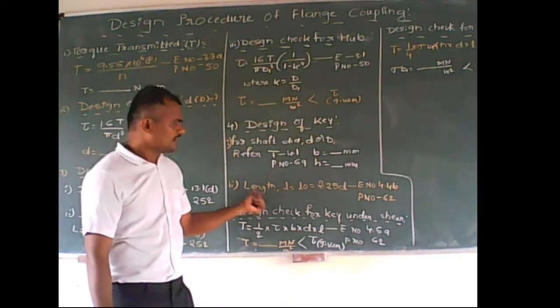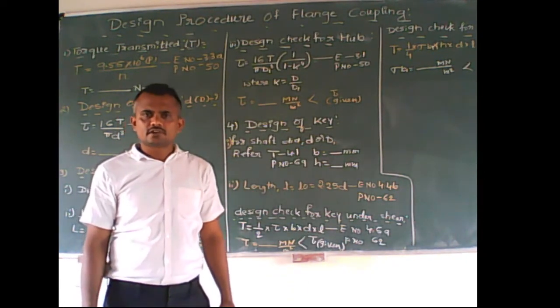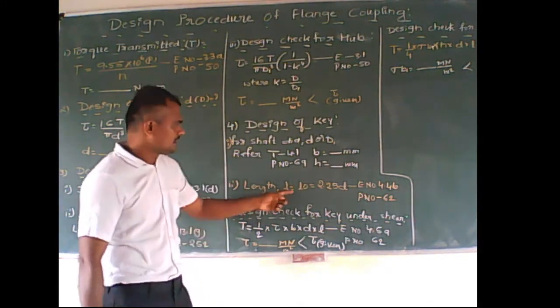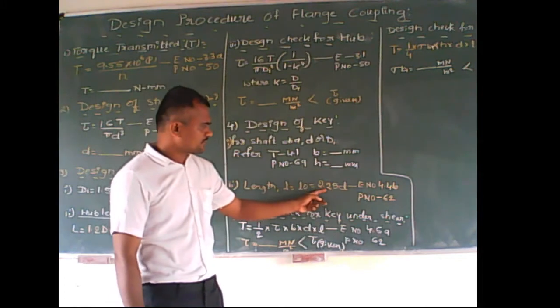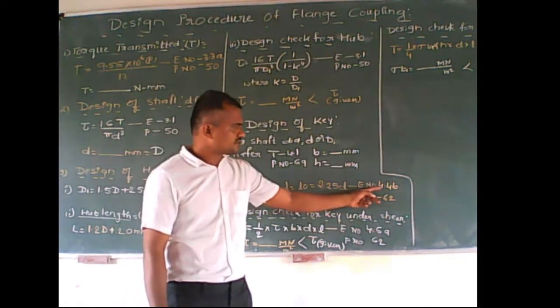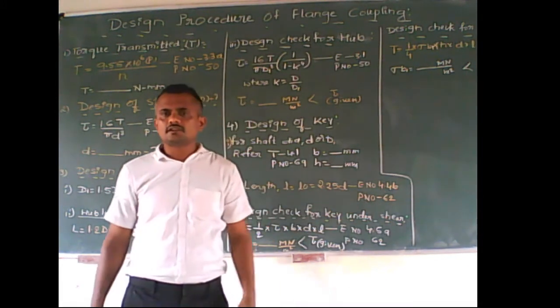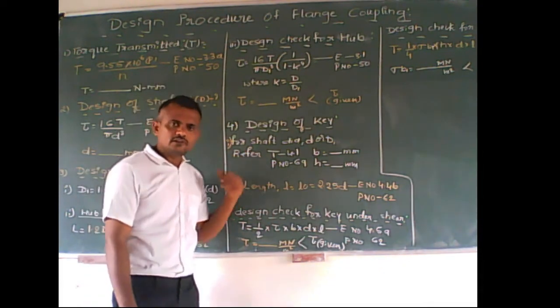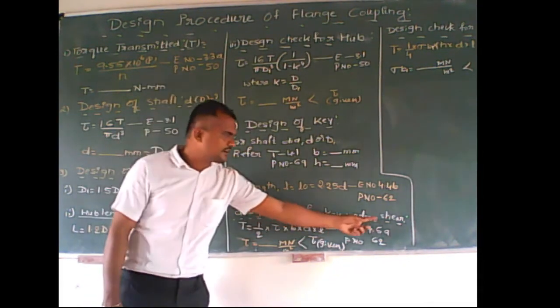Afterwards, the length of a key is also required here. The length of a key is also available in the design of a key chapter. There, L is equal to L0 is equal to 2.25 D, equation number 4.4B and page number 62. After calculating these two values, you have to go for the design check for the key under shear.